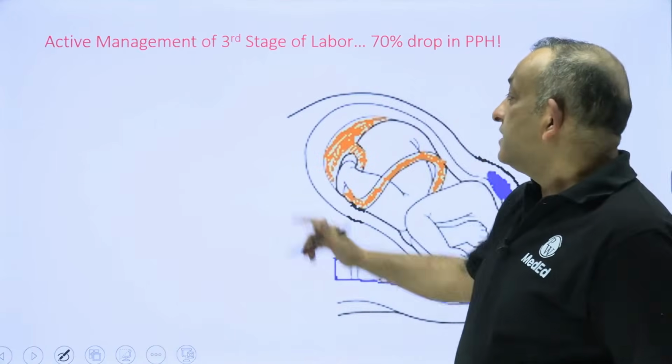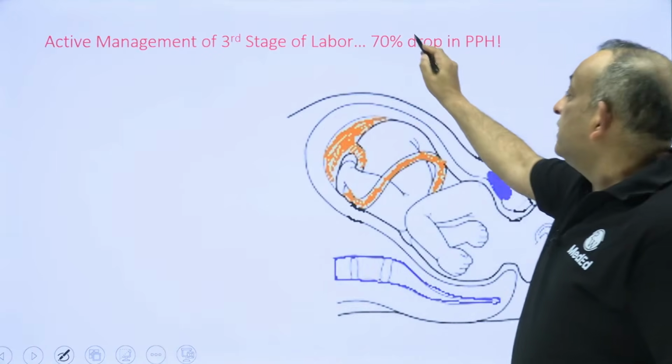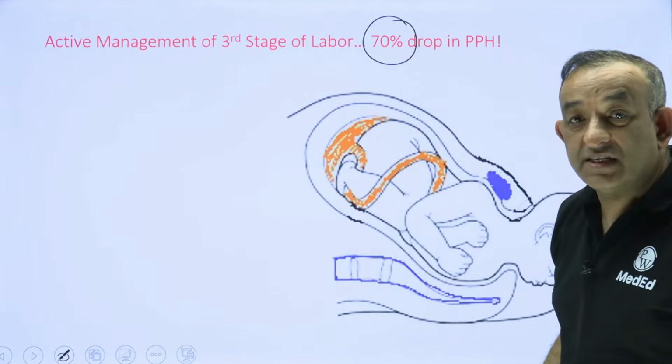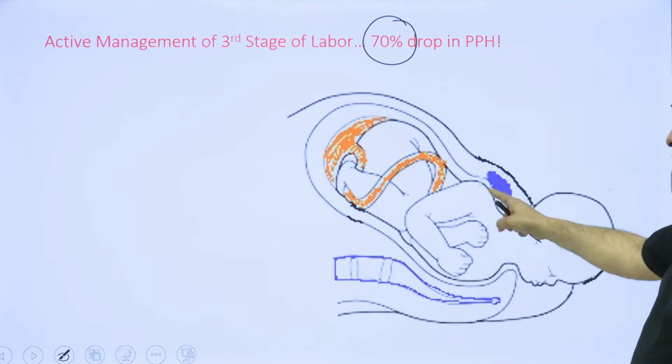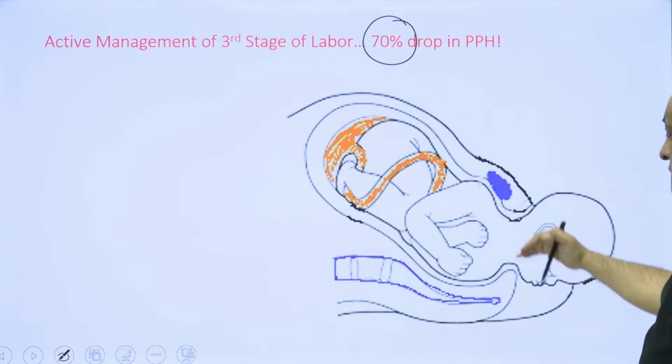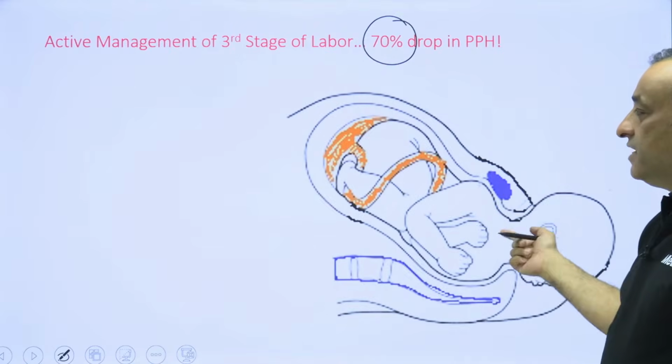Okay. So yes, active management of third stage of labor will reduce the incidence of PPH by 70%. So the head comes out, the shoulder is stuck here. You pull the head down, the shoulder comes out, and then you give the oxytocin.